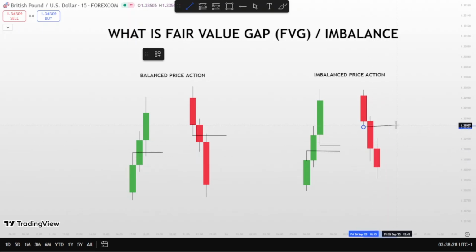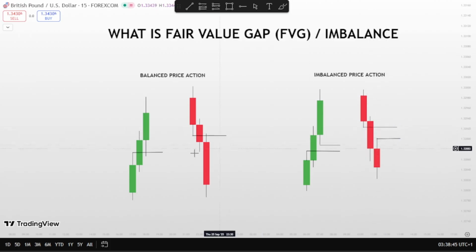This is the first candle's low. You can see this is the first candle low right here, and then we have the second candle right here, and this is the third candle. This is the third candle high. As you can see, there's a gap in between them.